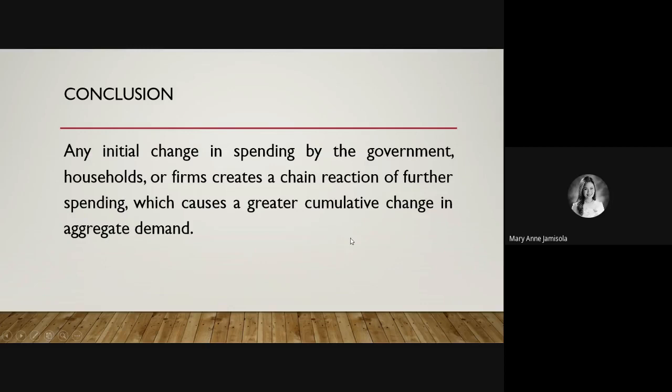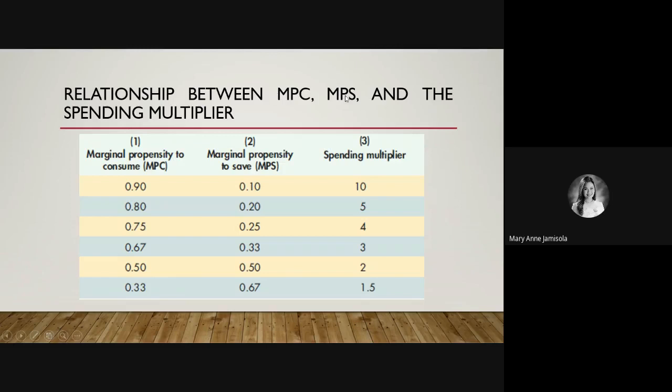Now, let's look at the relationship between these three concepts: the MPC or marginal propensity to consume, the MPS or marginal propensity to save, and the spending multiplier. Remember again, MPC plus MPS is equal to 1. So if you have the MPC, to solve for MPS, that is 1 minus MPC. Like here, we have an MPC of 0.9. To compute for MPS, that's 1 minus 0.9. This will give you 0.10.